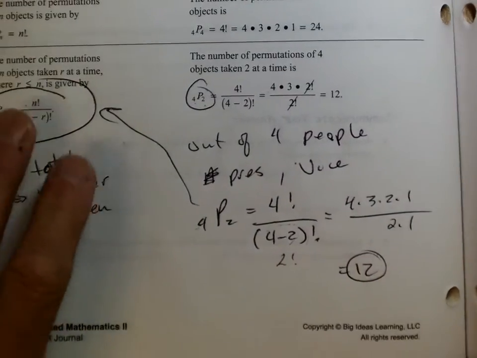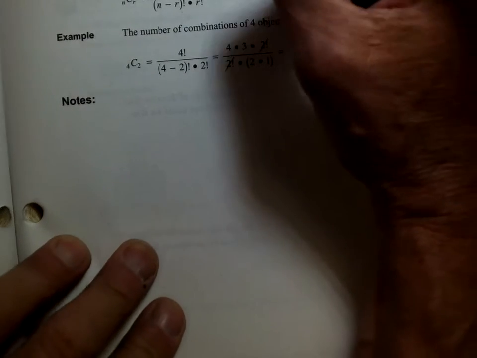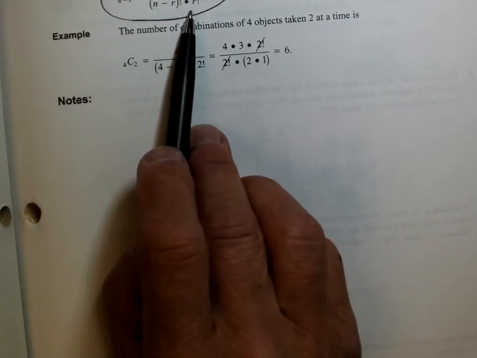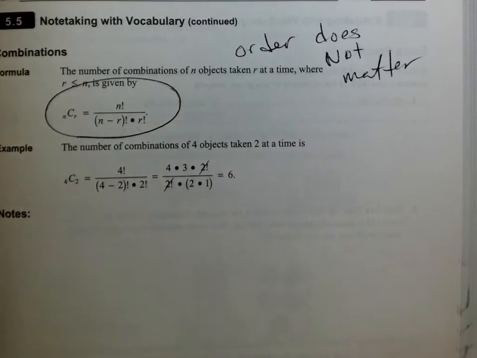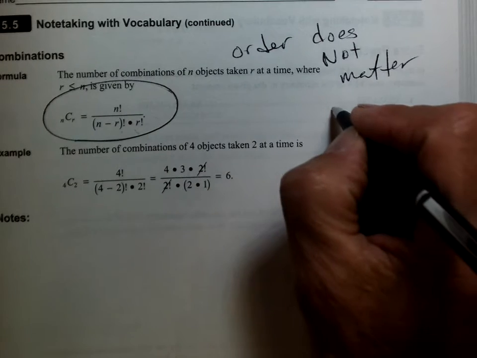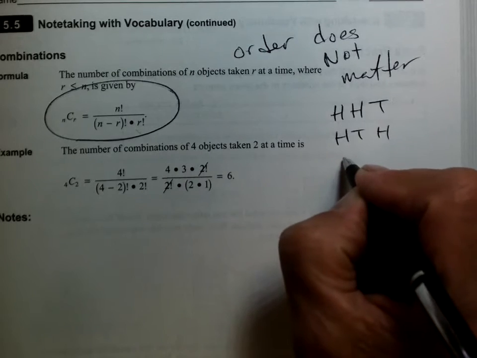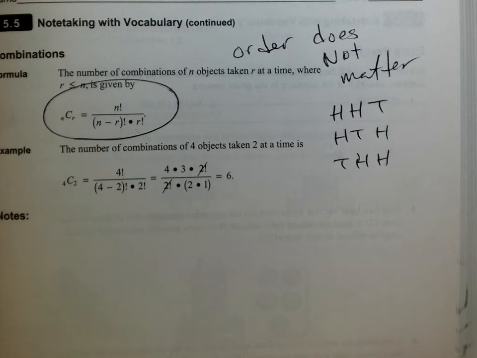Now, combinations are different because some things are the same. With combinations, order does not matter. So to do a combination, here's our formula. The reason it's divided by r factorial is because there are going to be fewer choices, since some repeat. Our heads, heads, tails, our heads, tails, heads, and our tails, heads, heads are really just one combination. There are 3 ways to look at it, but all 3 are the same.